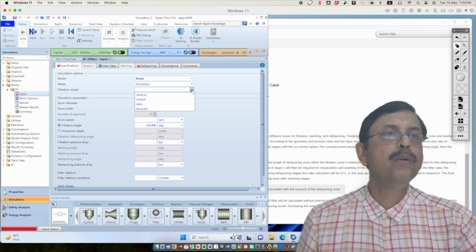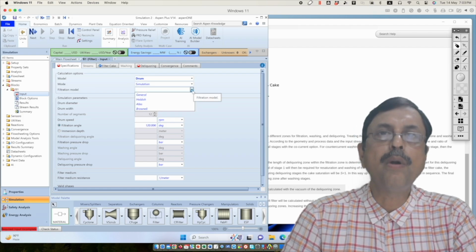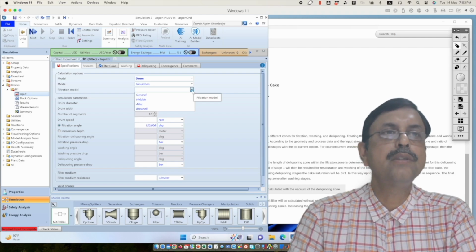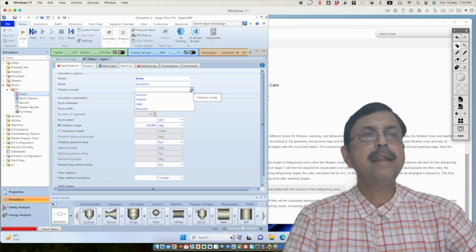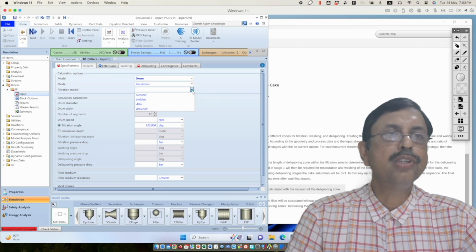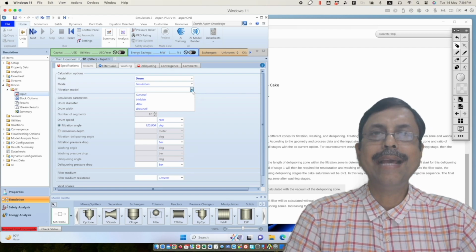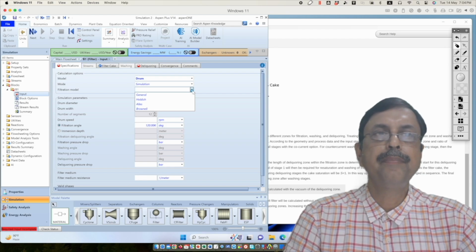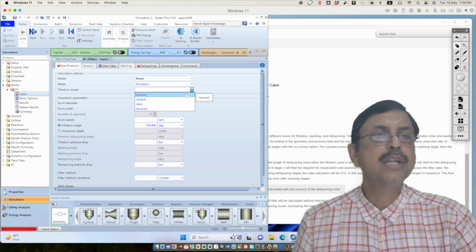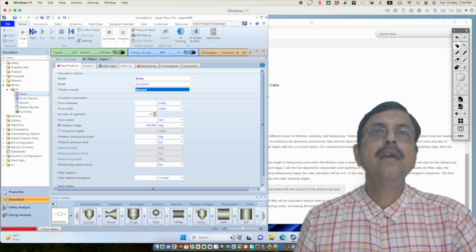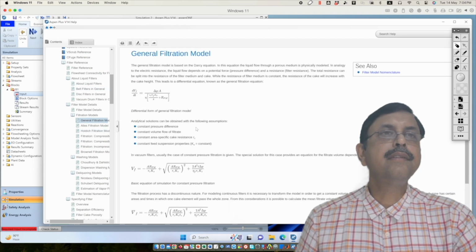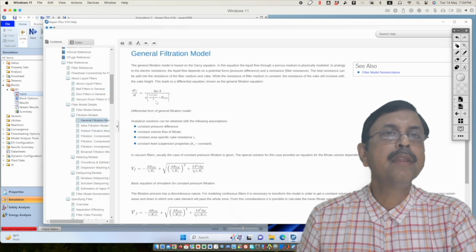Then we have the filtration model. How we want to do our calculation through which model. So there are four types of filtration model available: general, Holditch, Alice, and Brownwell. Now we will go one by one. First is general type of model. For that, you can go over here. So this is the general filtration model.